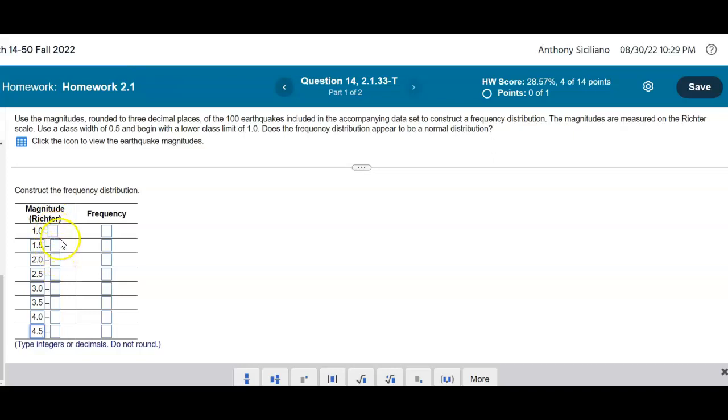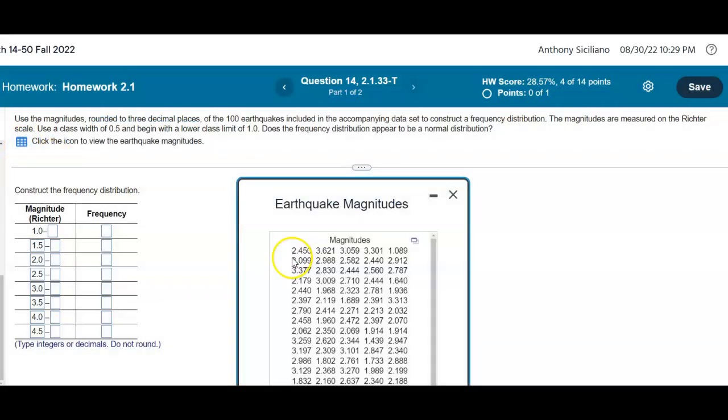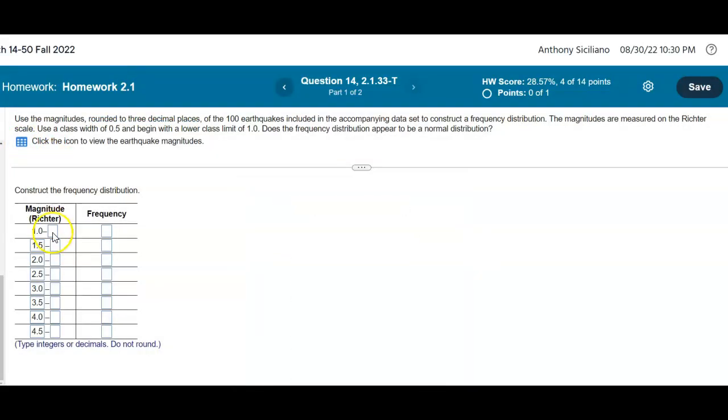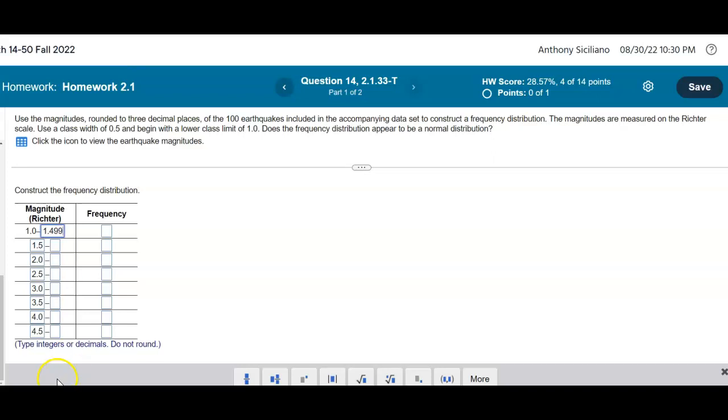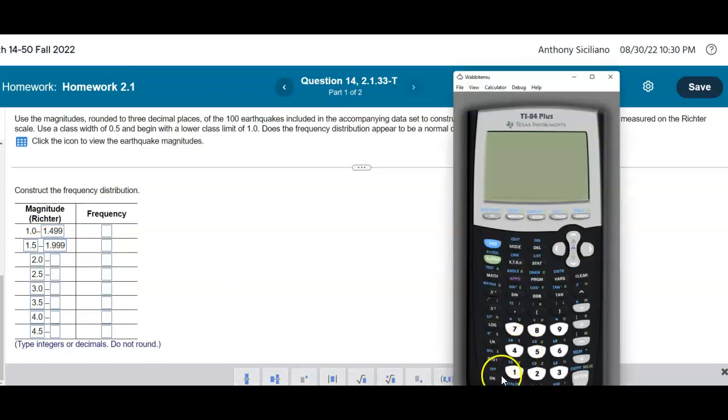Now before we put the upper limits, we need to look at our data because it's rounded to 3 decimal places. Since all of our data is rounded to 3 decimal places, our upper limit of the first class is going to be 1.499. Now if you add 0.5 to that, that becomes 1.999. And if you want, you can do that on a calculator as well.